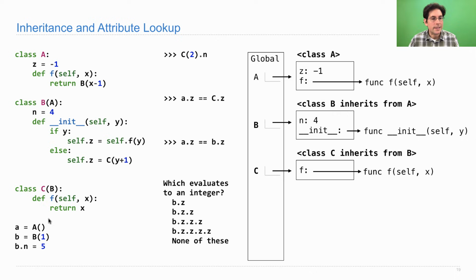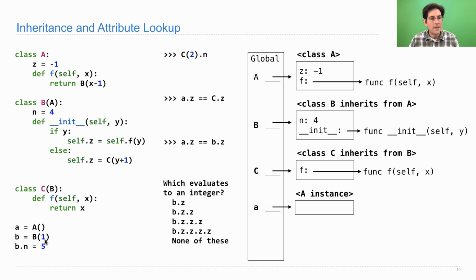And then we execute these three assignment statements. Calling A introduces a new instance of A, and we'll call it A. Since there's no init method within the class definition A, there are no instance attributes that are set. This A instance is just a blank slate.